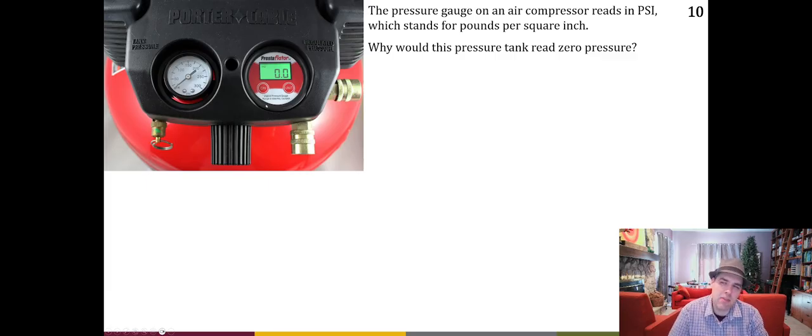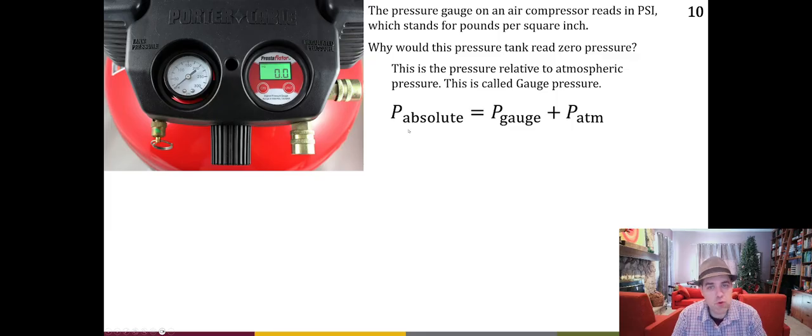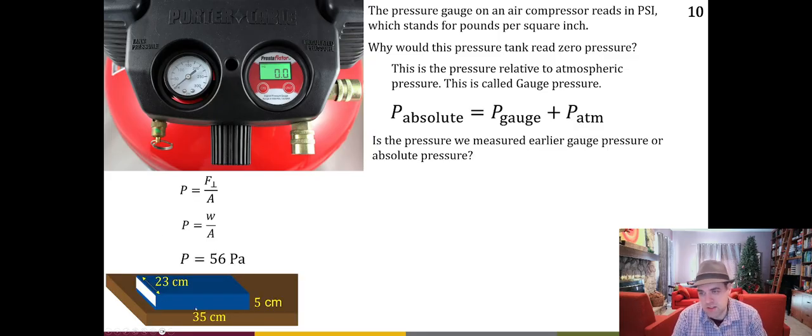Does this mean that there is 0 pressure inside this pressure tank? That there's no air inside, it's a complete vacuum inside? Well, no. This is what's called the gauge pressure. And the gauge pressure is just the pressure difference between the atmospheric pressure and the pressure in a container or in a fluid. So the absolute pressure, the real absolute pressure in a fluid, is equal to the gauge pressure plus the atmospheric pressure.